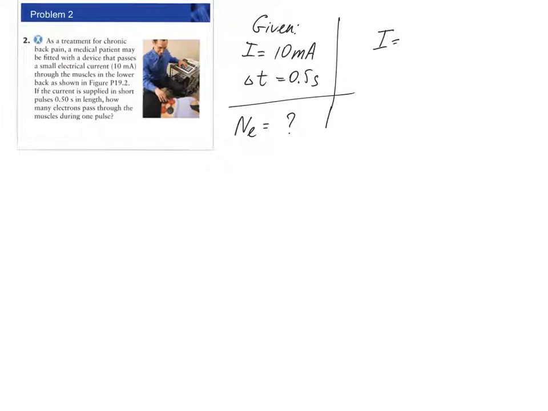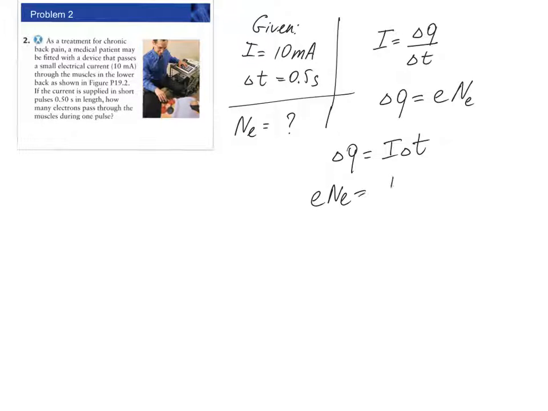By definition of current, current is equal to delta Q over delta T. Charge, delta Q, is always proportional to the charge of one electron, e, multiplied by the number of electrons that are in that charge. So we can combine those two equations and solve for the number of electrons. So delta Q is equal to I times delta T, so the number of electrons is equal to I delta T divided by e.